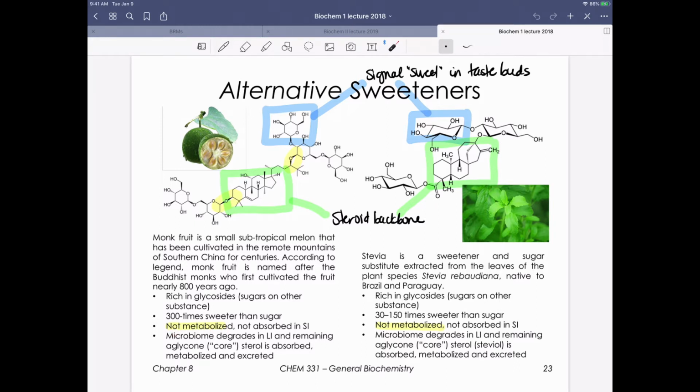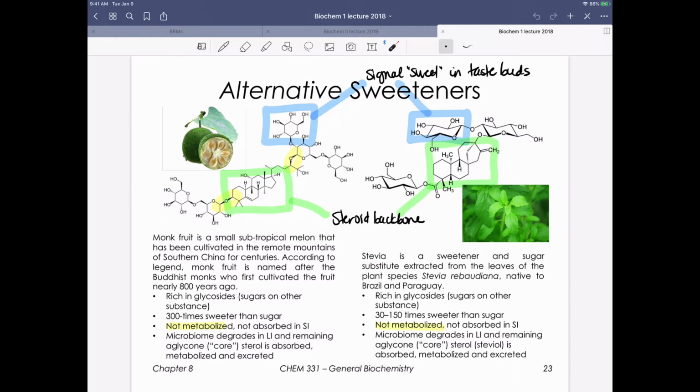But importantly, these are not metabolized. They're not absorbed in the small intestine, probably because we have the inability to break these linkages, freeing these sugars to be taken in the small intestine. These, however, can be degraded by your microbiome in your large intestine, and this aglycone core, this sterol core, can be absorbed, and that can be metabolized and excreted. So you may have some steroid backbone that gets into your bloodstream in your large intestine, but again, this is not something that contributes to a change in your glycemic index or your insulin levels. So in that way, it's considered to be a really good alternative sweetener.